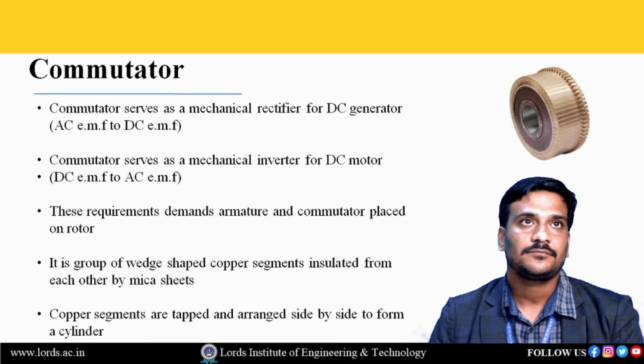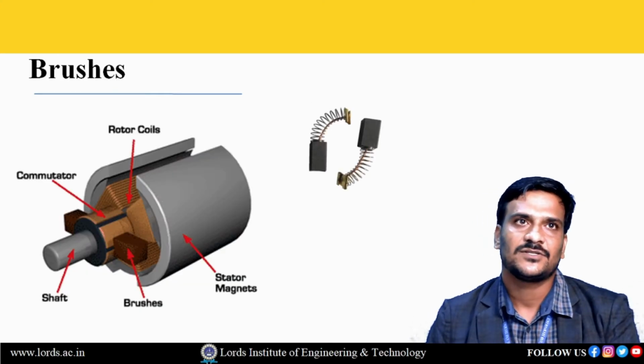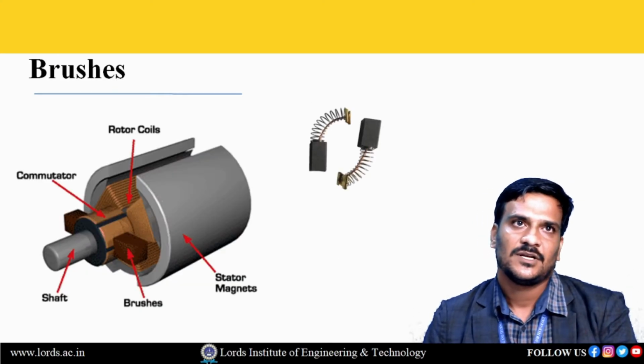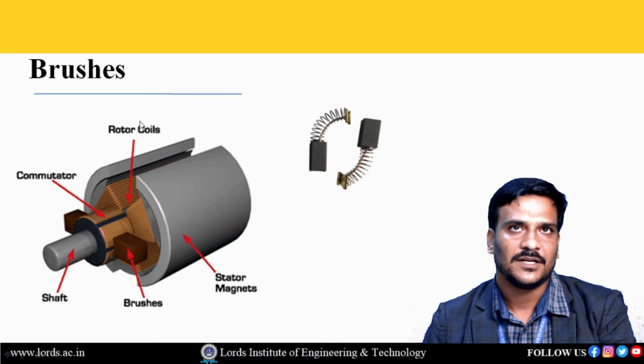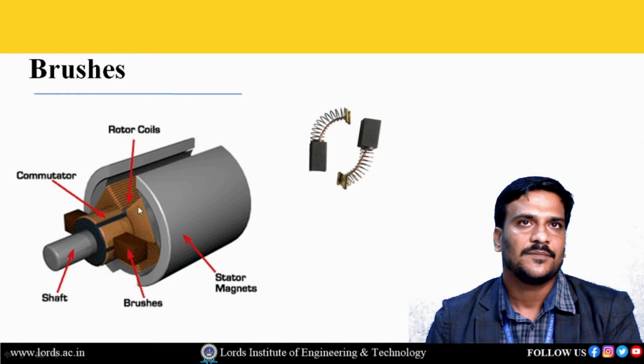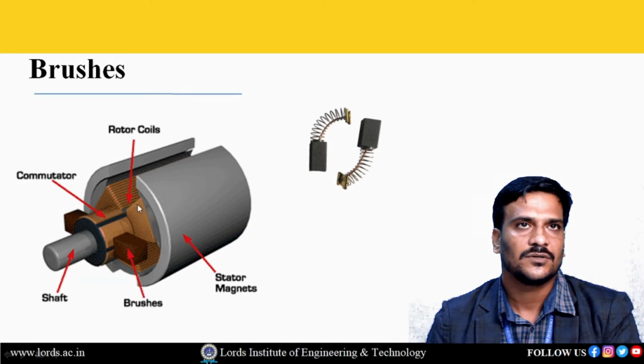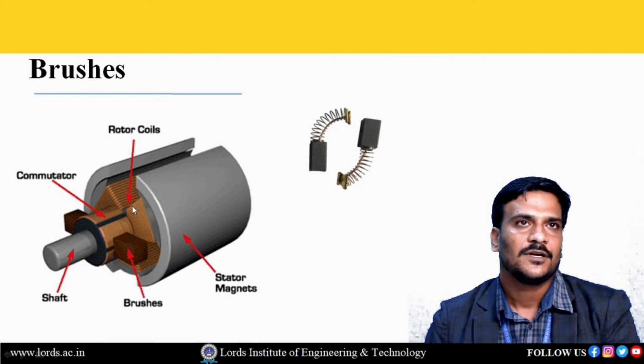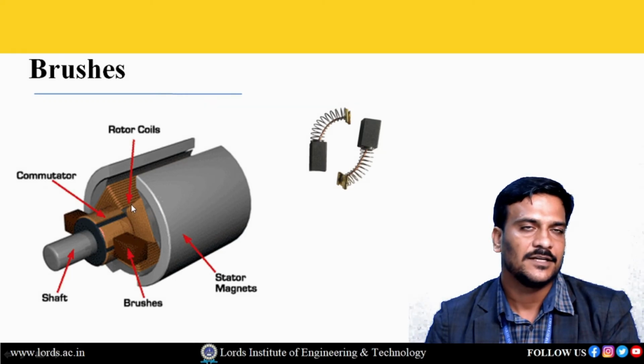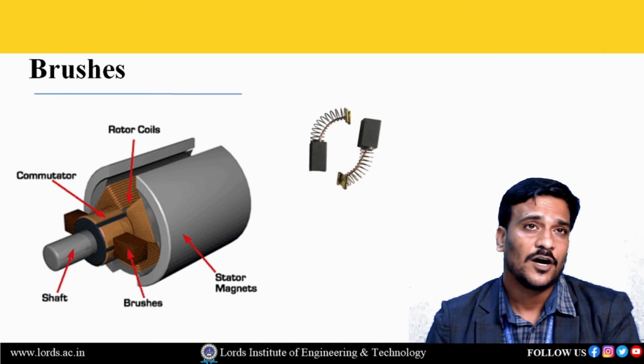Next, if we go to the brushes, brushes are used to tap off current from the commutator. Brushes are kept inside the brush holders which are connected to the end cover or yoke. Brushes are made up of carbon for smaller DC machines. In general, brushes are made up of electrographite for certain DC machines, and for a DC machine which is used for low voltage and high current applications, we will use copper graphite.